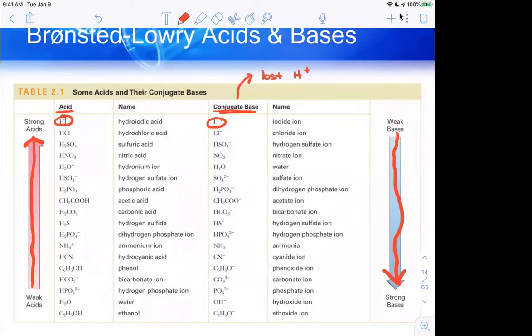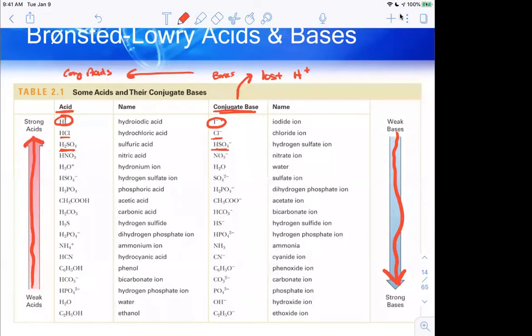What you really want to look at here is, note the acid, I lose a hydrogen, I become the conjugate base. H2SO4, I lose a hydrogen, I become HSO4 minus. Right? You want to look at the transfers of these protons. You want to be able to take an acid and figure out what the conjugate base is, or take a base and figure out what the conjugate acid is. So if these are bases, these are now the conjugate acids if I go in the other direction.